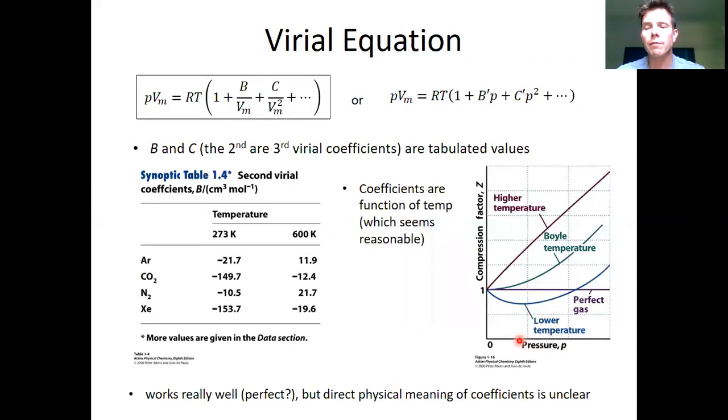Here is formally how we write the virial equation. PVm equals RT times this polynomial, 1 plus B over Vm plus C over Vm squared. This is our power series. It's written in powers of 1 over Vm, so that's the equivalent of the x variable. And these coefficients are called the second and the third virial coefficients. These are constants that you look up for a gas, and they're correcting for real behavior in the gas.